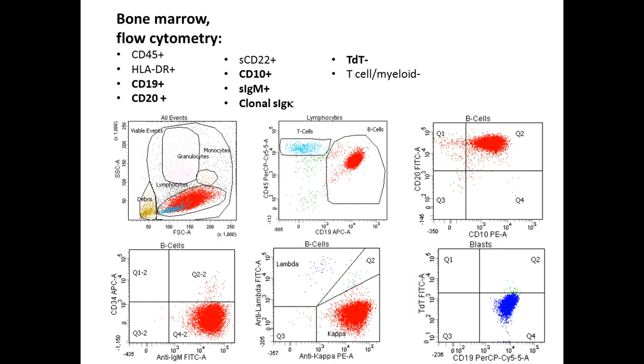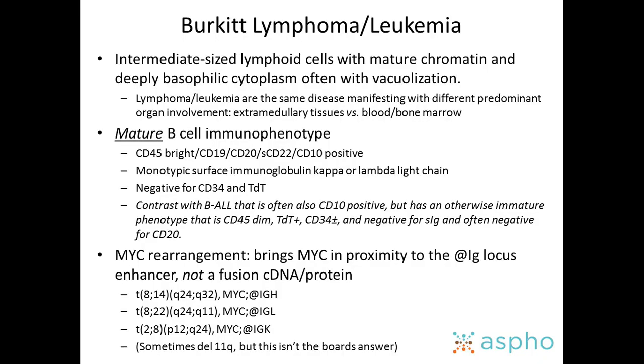Like B-ALL, these are B lineage markers that co-express CD19, but they're typically very bright for CD20. They're also positive for CD10, the common ALL antigen. CD10, in addition to being expressed in early B cells, is also expressed in follicular B cells. And unlike ALL, it's positive for surface IgM and the clonal immunoglobulin light chain, and negative for TdT, as is typical of all mature B cell tumors.